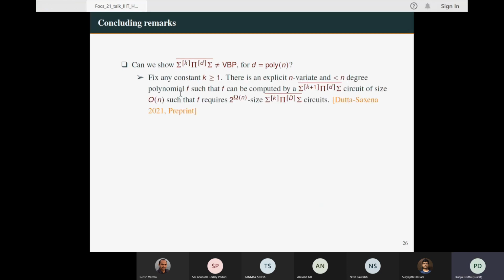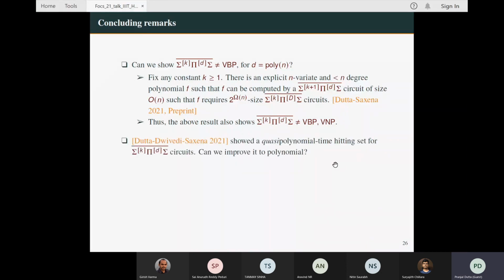And in fact, we actually separated that as well in a subsequent work. We showed that there are polynomials which can be computed in fanin k+1 bar, but if you want to compute them with fanin k, it requires exponential size. And a similar result will also prove the not equal to VBP and so on. So this separation is also now known. We now know that this bar class is strictly inside VBP for D equal to poly n.